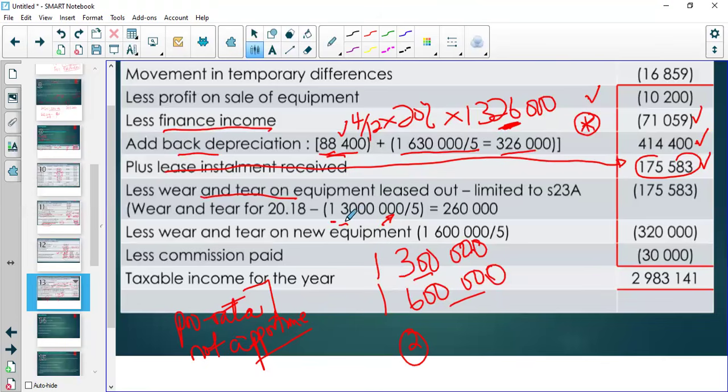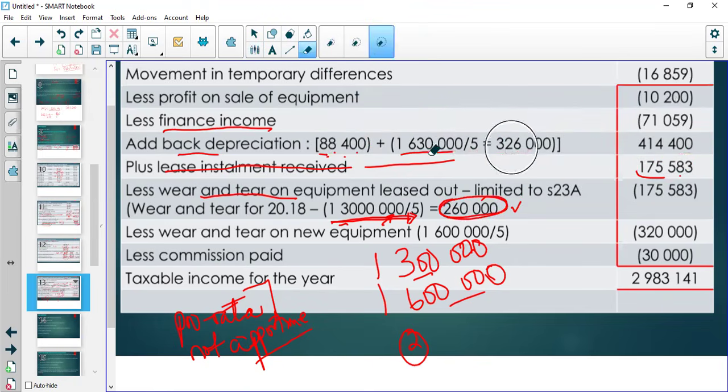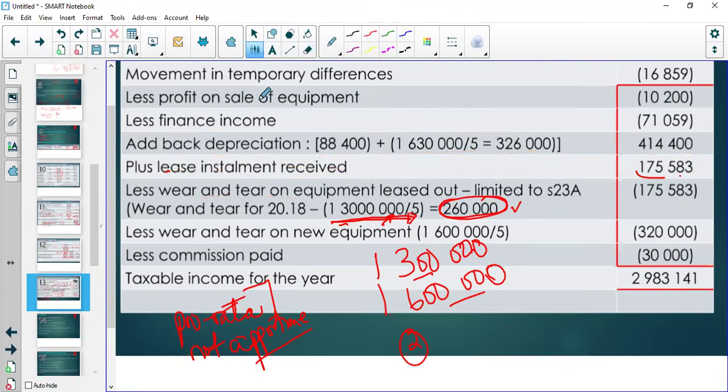So we sold this one out, right? But we list it out. And because it's still ours, we can deduct the 260. But we can't deduct the 260 because it's a lease, right? Remember that. We are receiving 175 this year, and we want to deduct 260. For a leased asset, they will say, no, you are limited to section 23A. So you deduct the lower of the wear and tear or the lease installment received.